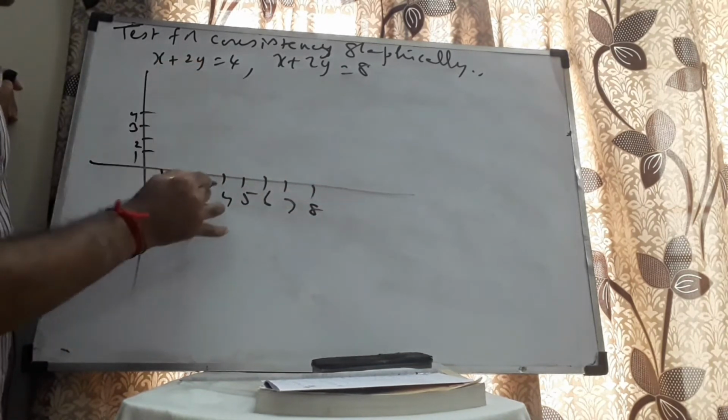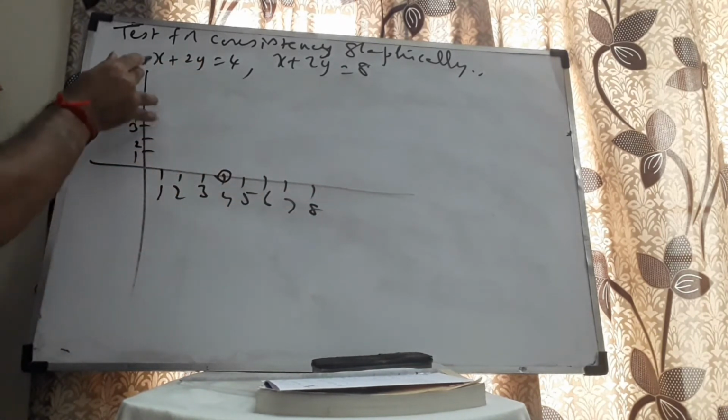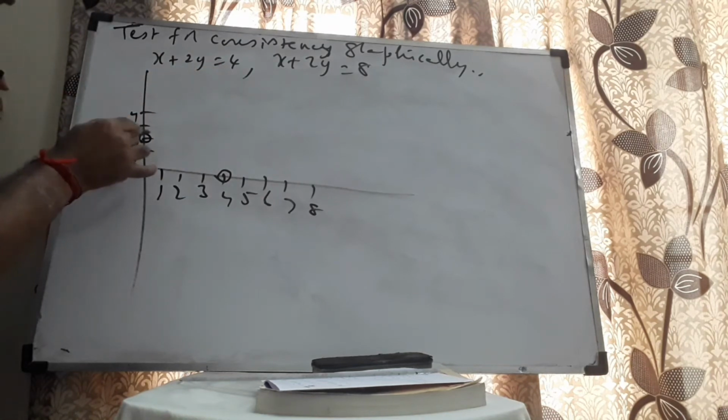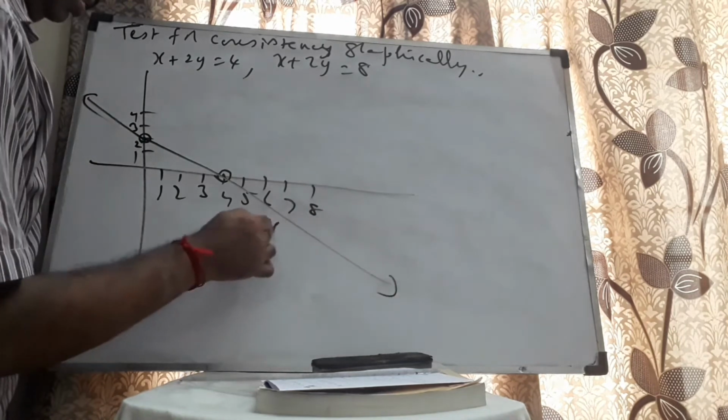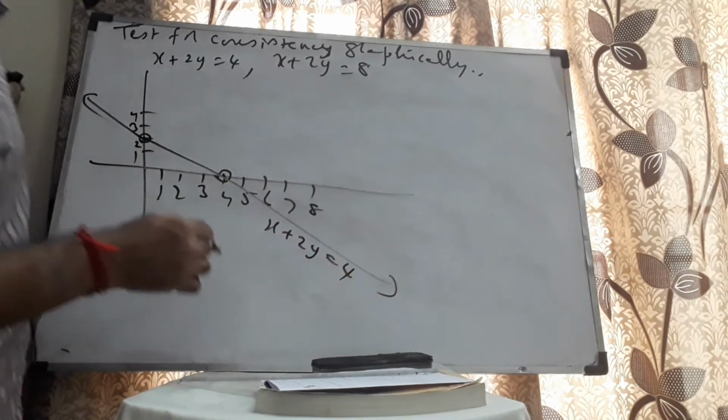Now, when y is 0, x is 4. It passes through 4, comma 0. When x is 0, y is 2. It passes through 0, comma 2. Therefore, this is the straight line. Of course, this is my x plus 2y is equal to 4.